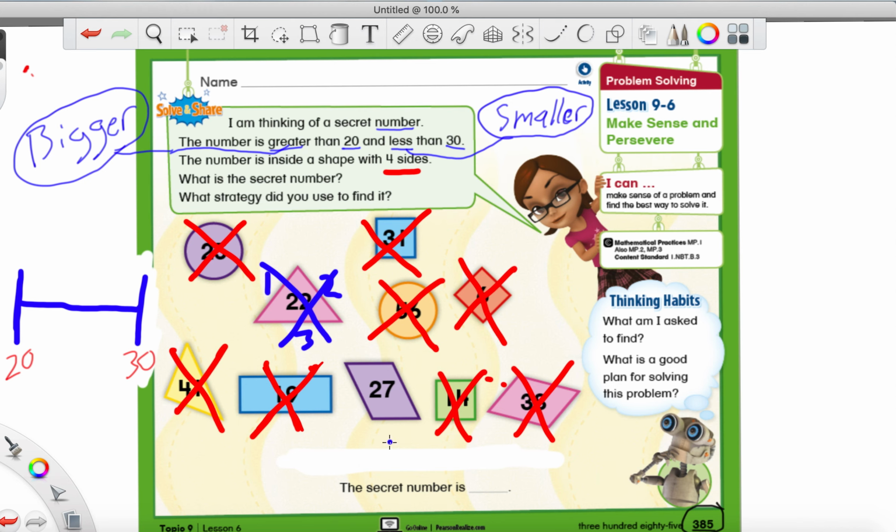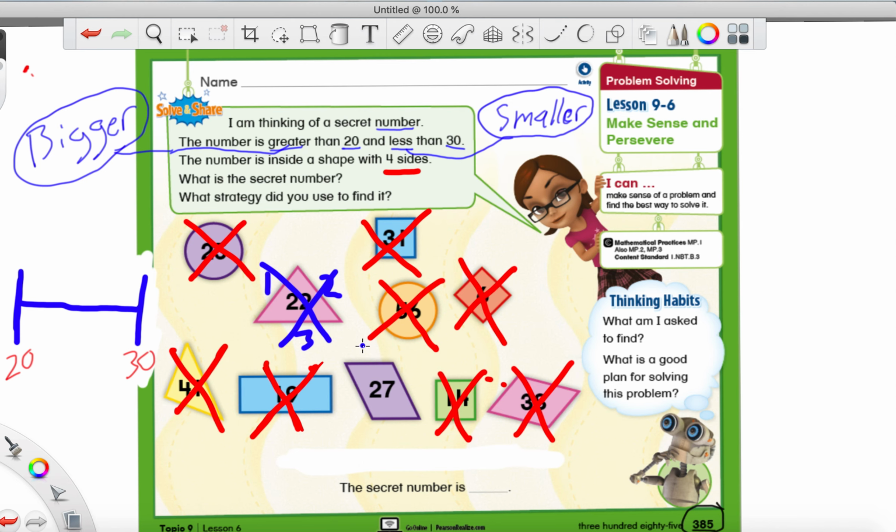And check this out. Now we're left with just one number, but let's make sure that this number fits everything we need. Okay, is it bigger than 20? It sure is. It's 27, it's bigger. Is it smaller than 30? It sure is. And is it in a shape that has 4 sides?